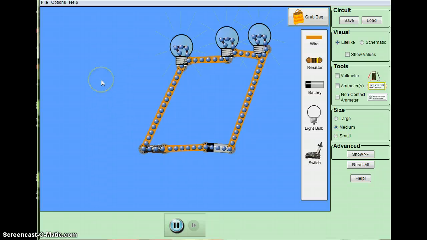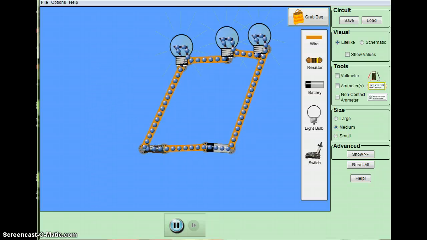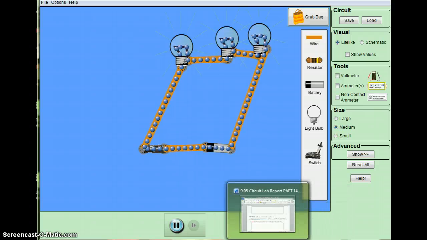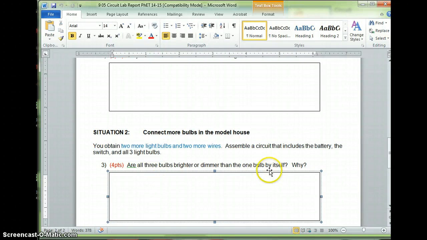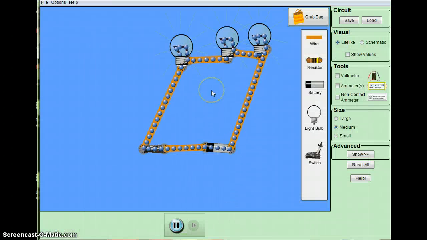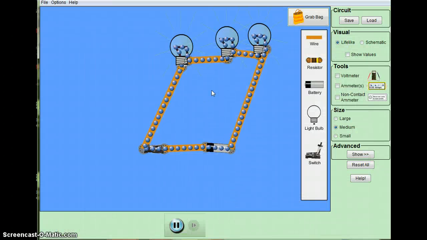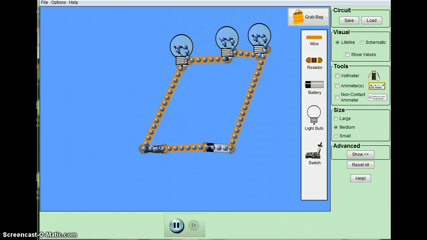Now you can answer the first question in situation 2, which is, are all 3 bulbs brighter or dimmer than the 1 bulb by itself? So you're going to compare this second scenario, this one, to the one that I had on there before. If you need to rewind and look at it, that would be fine.